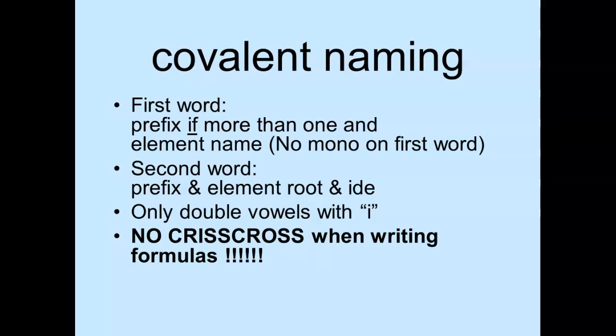And we haven't done ionic yet, but you're going to learn about crisscross when you write ionic. Just a reminder that covalent and ionic are different, so there's no crisscrossing when you do covalent. So here's some examples.